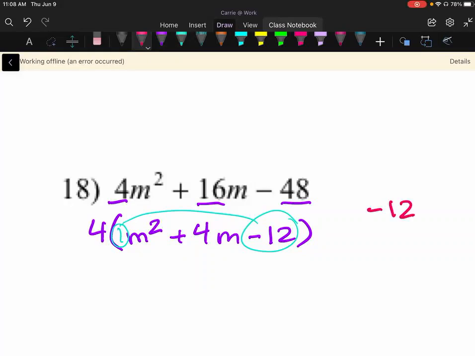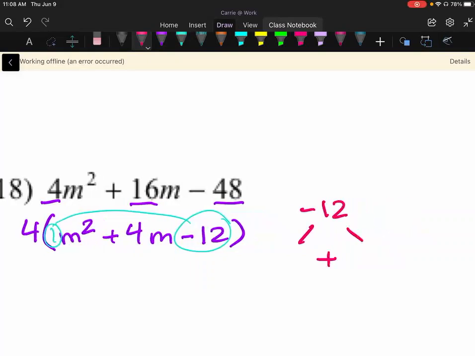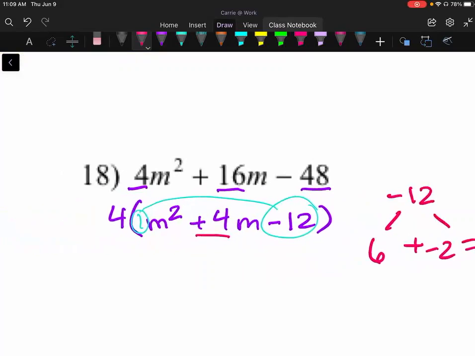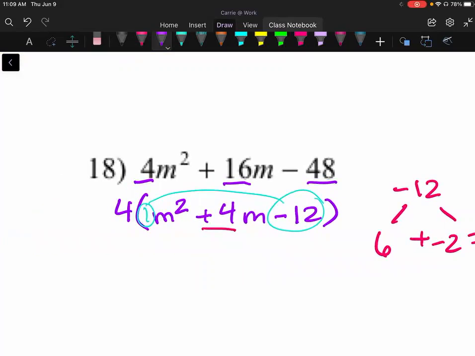negative 12. Want two factors of that to add to give me the number in the middle, which is positive 4. So factors of 12 that are going to get me there, 6 and 2 will work for me. So 6 and negative 2. And because there is a 1 in front, we can just go ahead and jump to our answer. M plus 6, M minus 2.